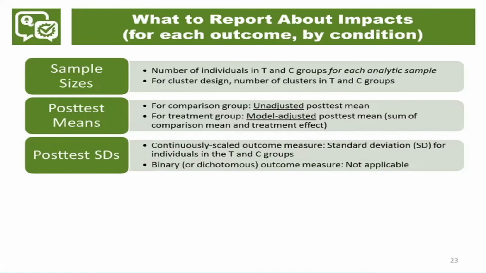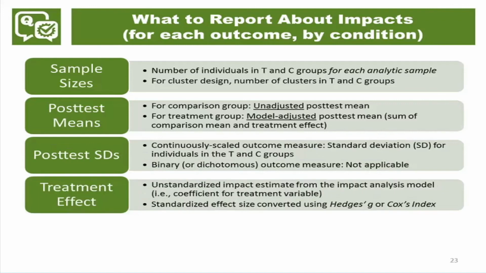Also, for continuously scaled outcome measures, it's necessary to report the standard deviation for the outcome for each condition. This information is used to calculate the pooled standard deviation, which is then used to standardize the treatment effect. For binary or dichotomous outcome measures, like, for example, retention or graduation, the standard deviation is not applicable and you don't need to report it.